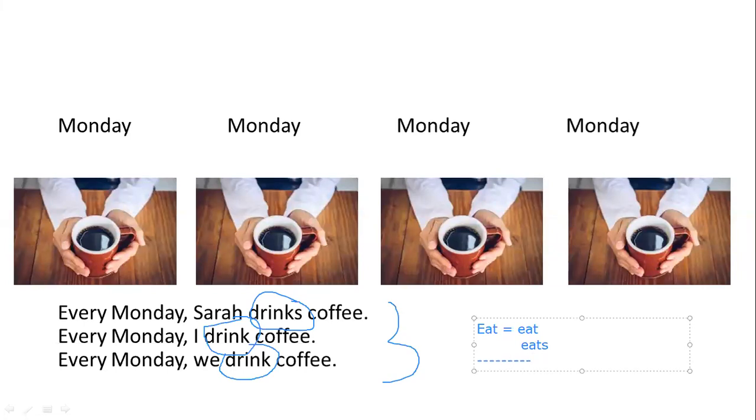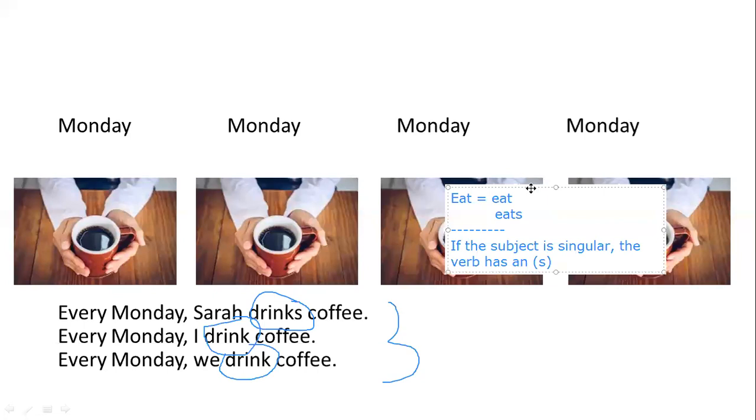When does it look like the root and when does it have an S? It's very simple. If the subject is singular, then the verb has an S. Let's have an example. Sarah is one person, right? So Sarah drinks coffee. This is correct. It is incorrect, wrong, to say Sarah drink coffee.